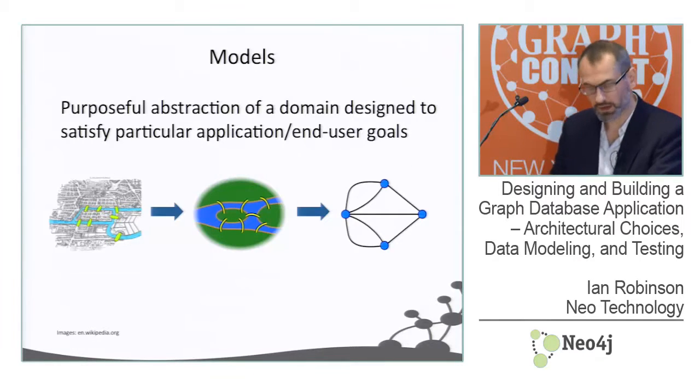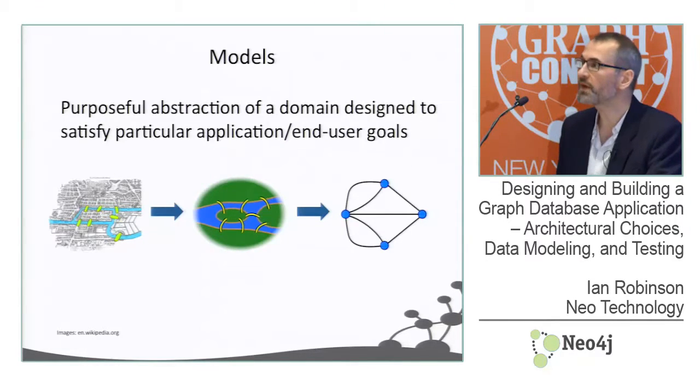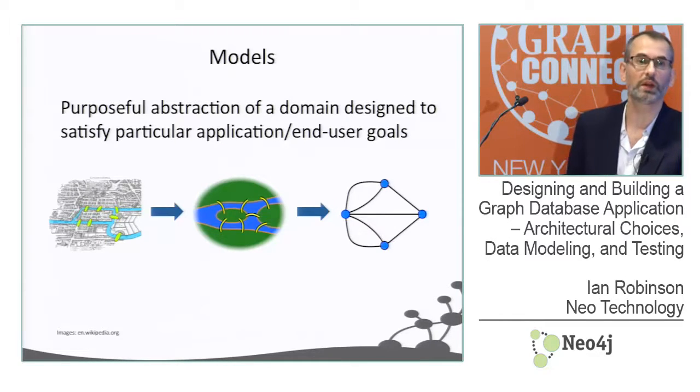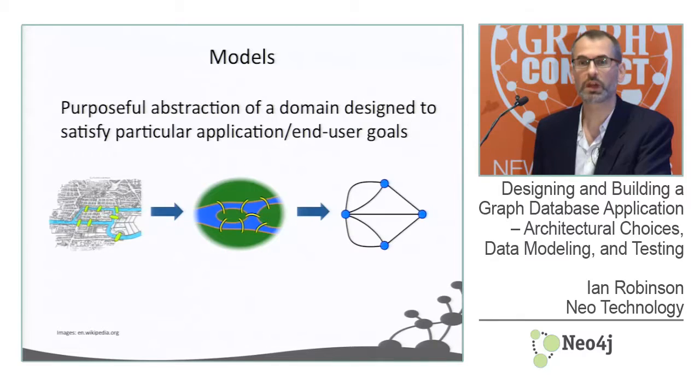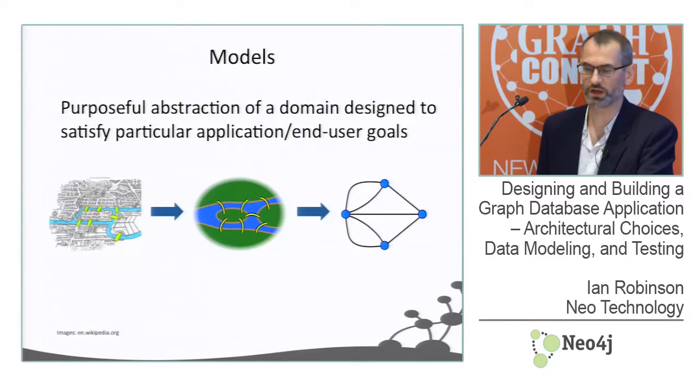Okay. So graph data modeling. The first thing that I want to say is it's a well-understood point. It's a relatively trivial point. But if we're developing a model, we're creating a purposeful abstraction of our domain, of the things that are important to us in our domain, in order to satisfy some end-user or application goals.